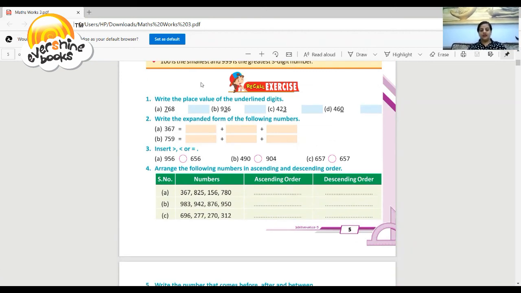Okay, so here it is. Write the place value of underlined digits. Underlined digits are given, like it is ones place, it is tens place, and it is hundreds place. So we are going to write the place value. So here 7 is going to be written like this, and tens place 0, ones place 0. So its place value is 700.